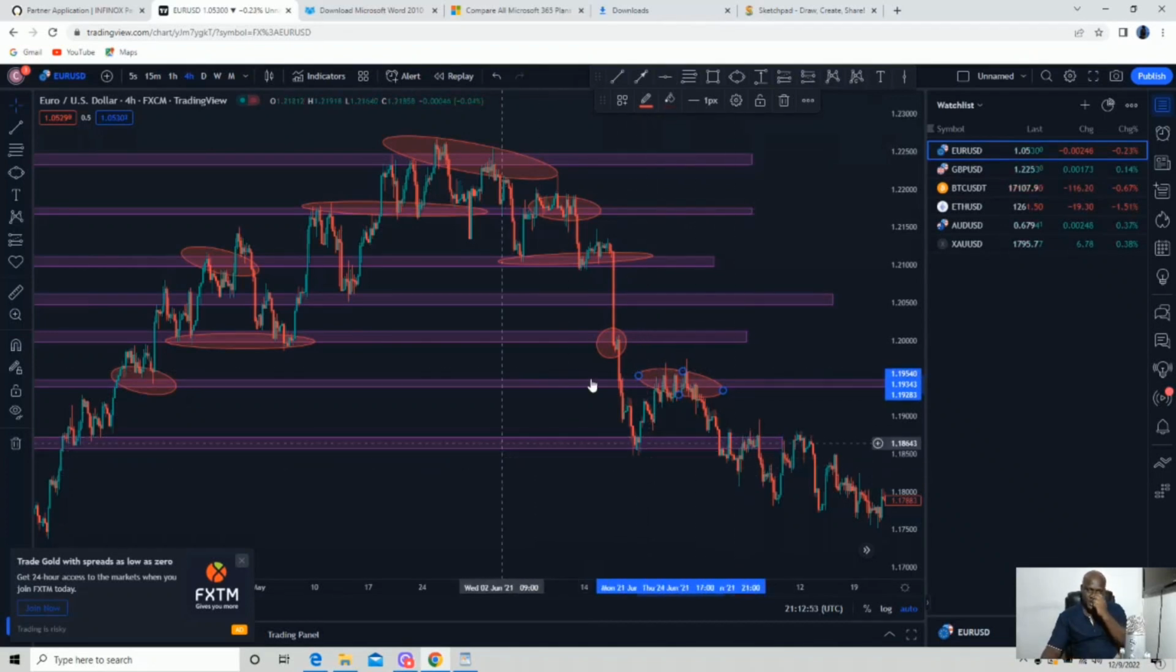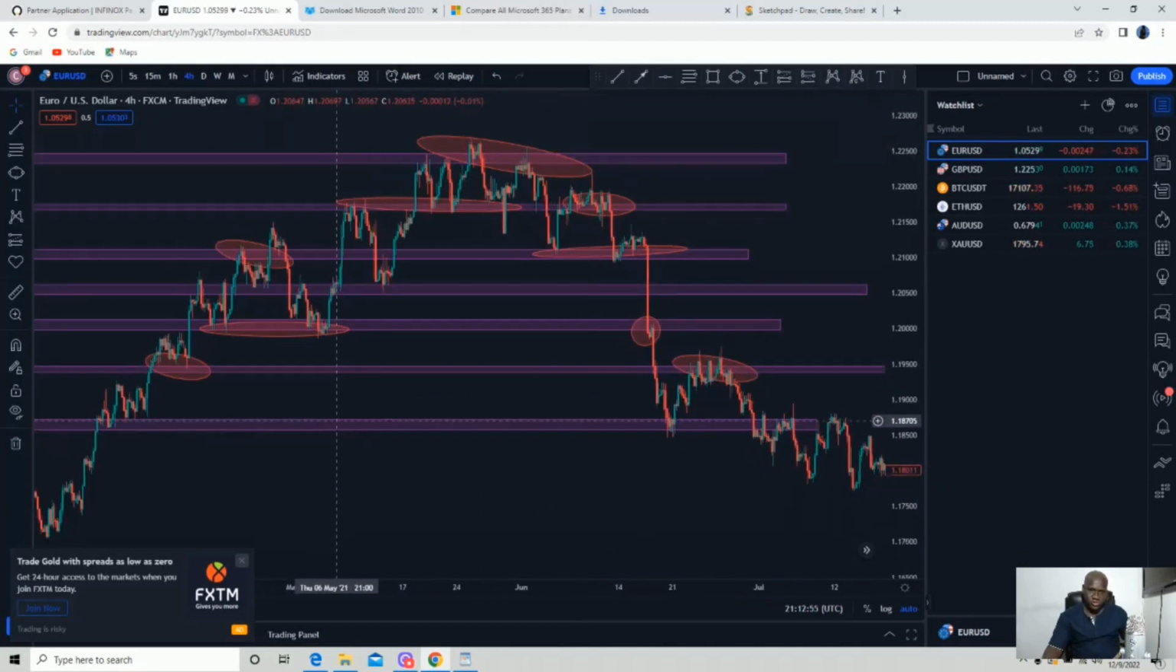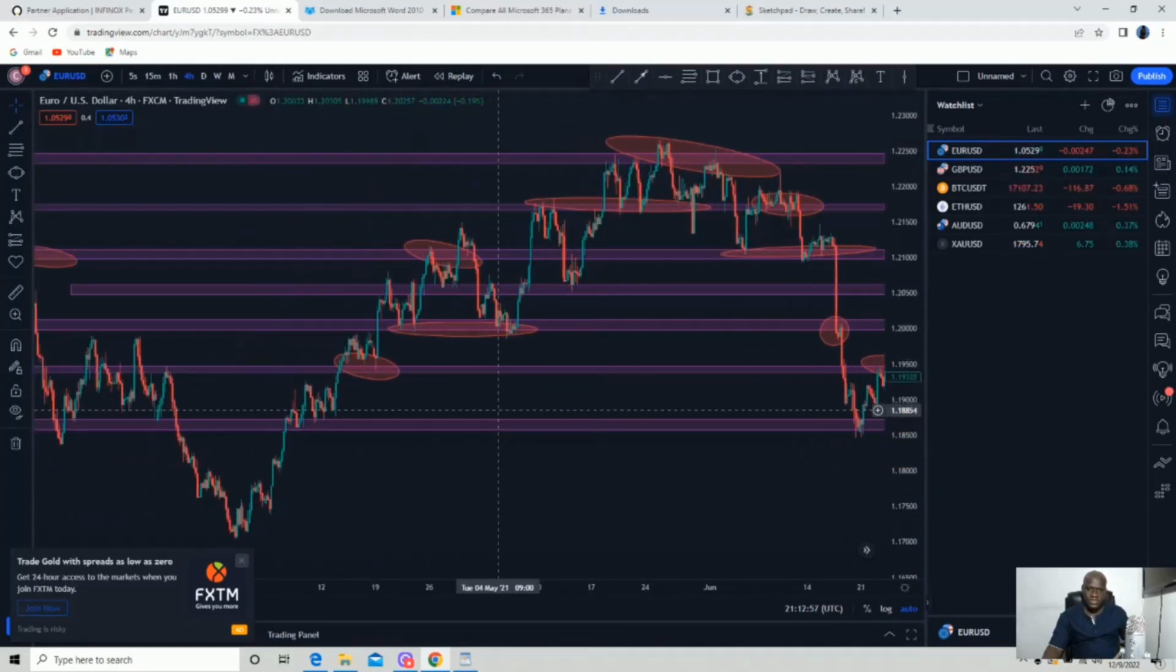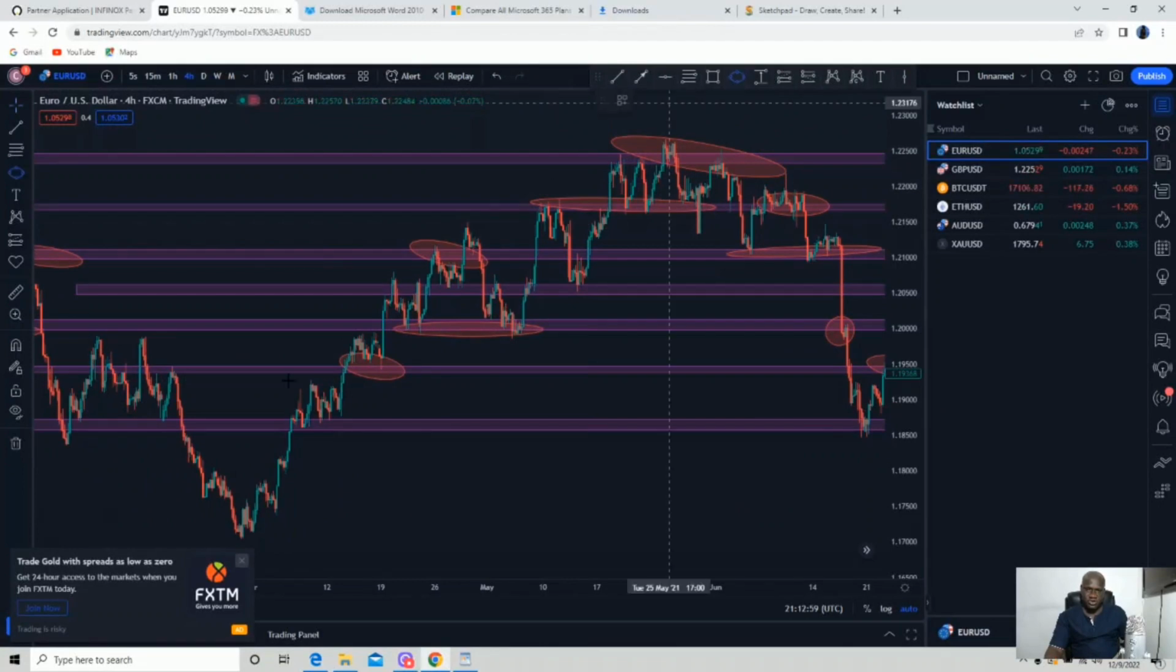So that's that. Then on the last structure, to round this up, you can see this is a demand, which is also called a support. This other one too is a demand, which is also called a support, while these ones are also demand, which is a support.